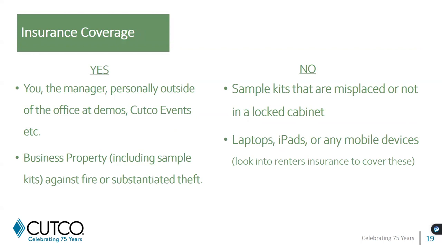It also covers business property, including sample kits, against fire or substantiated theft, as long as you have locked them up as advised. This insurance does not cover sample kit discrepancies or inventory losses, so please be sure that kits are locked up at all times. Business property does not include laptops, iPhones, iPads, or any other mobile device. You may want to look into renter's insurance for those types of items.